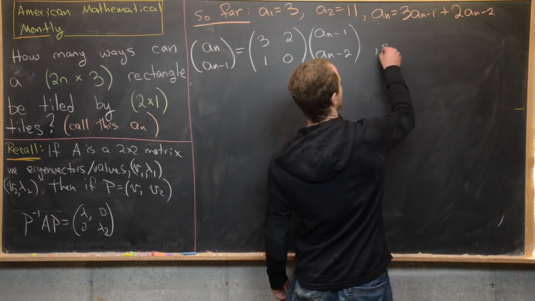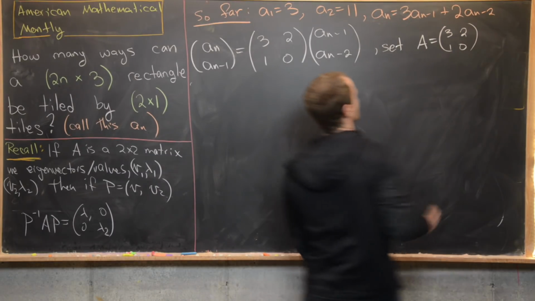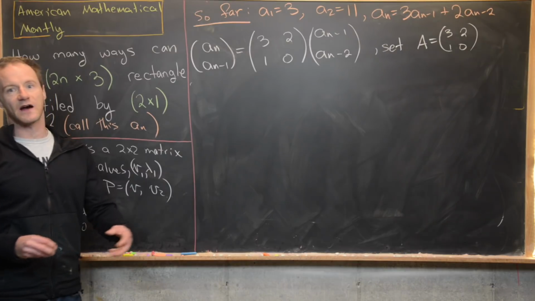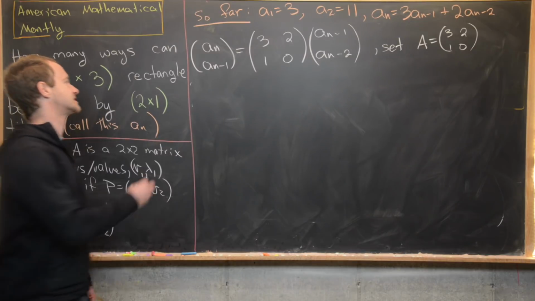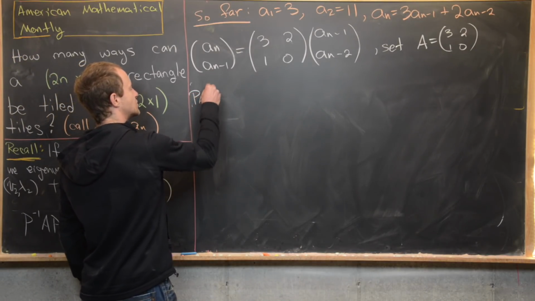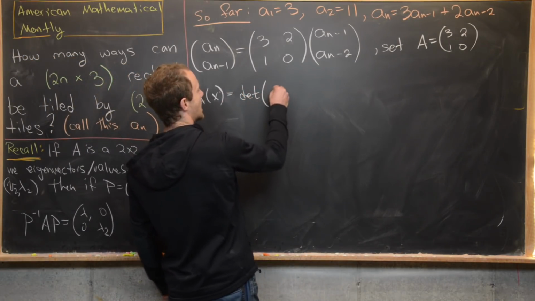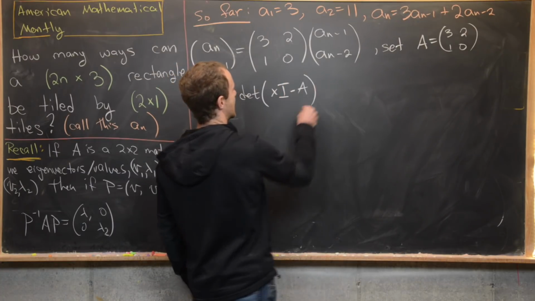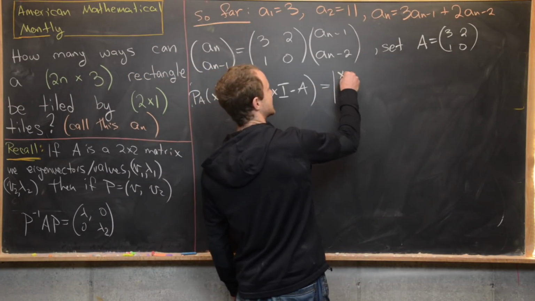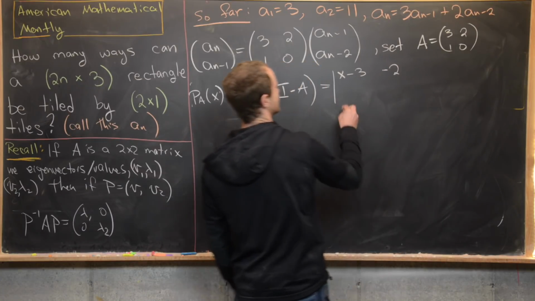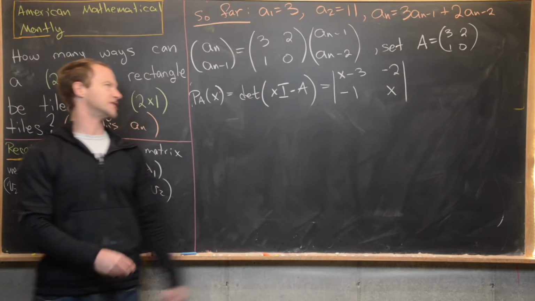So let's maybe give this thing a name. So let's set A equal to 3, 2, 1, 0. And in order to diagonalize it, we need to find the eigenvectors and the eigenvalues. So let's first find the eigenvalues. So we do that by looking at something called the characteristic polynomial, which I will denote by P sub A of x. And that's equal to the determinant of x times I minus A. Good. So that ends up being the determinant of the matrix x minus 3, minus 2, minus 1, x. So that's what we get if we do this combination here, xI minus A.